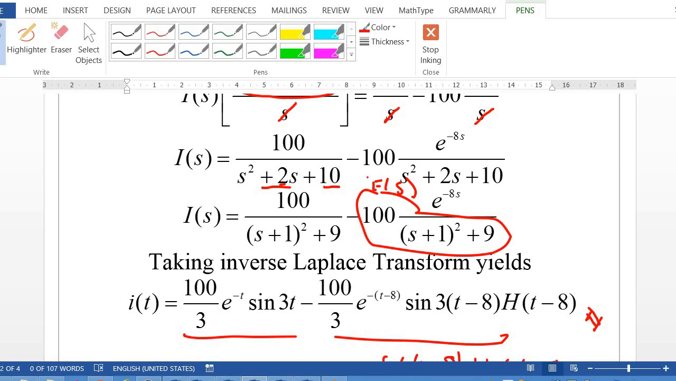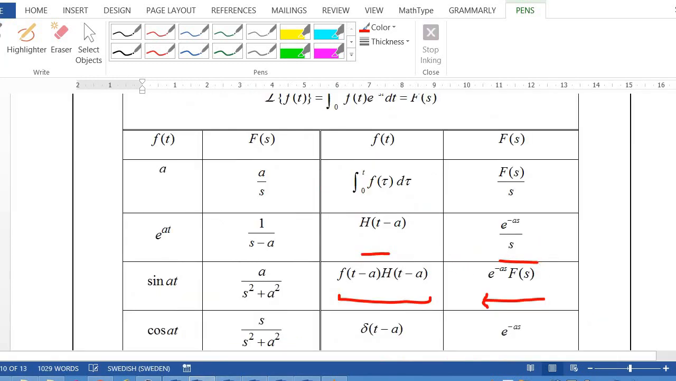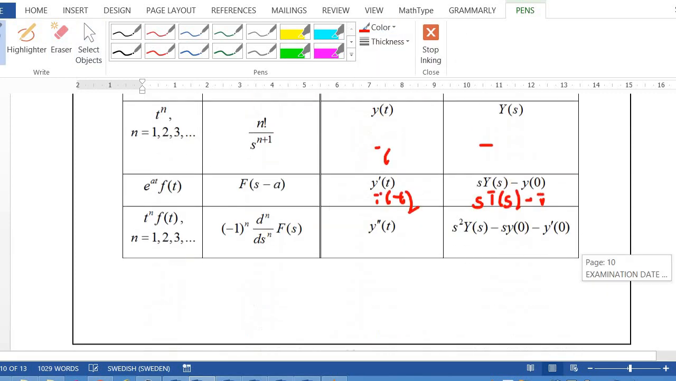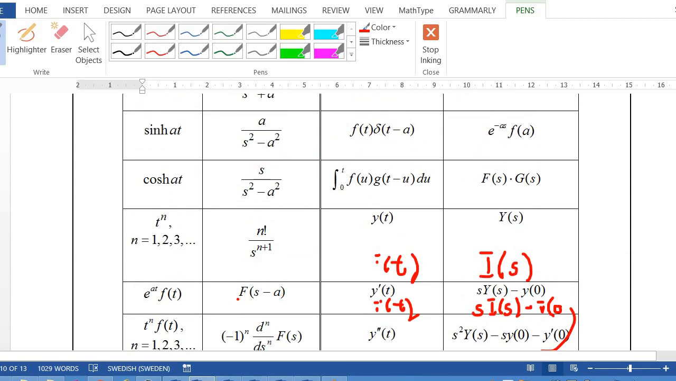The second term is similar to the first term, only multiplied by e to the negative 8s, hence it is in the form for applying the second shift property. In the first term, you apply the first shift property, since it is in the form F(s minus a). Normally, if you complete the square, your function will be in the form F(s minus a). Hence, to find the inverse Laplace transform, you need the first shift property, which gives you e to the at times f(t).